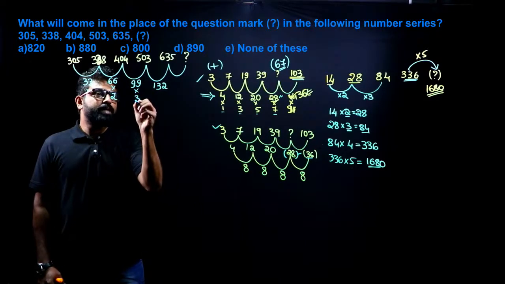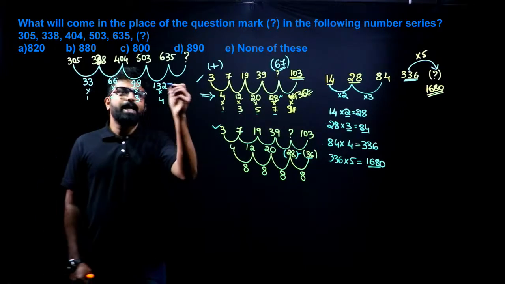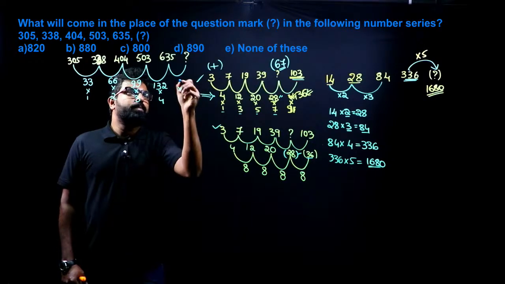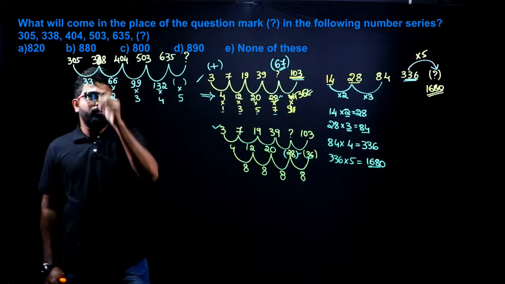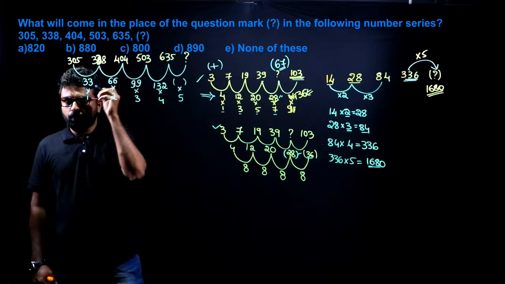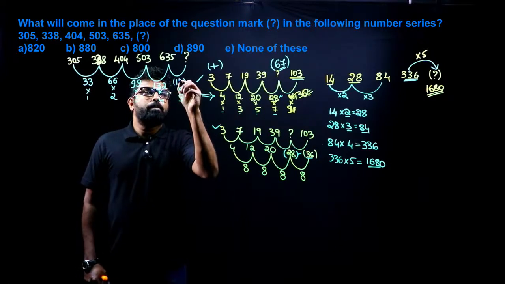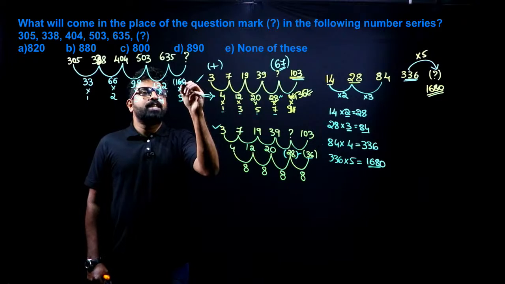33 into 3 gives me 99. 33 into 4 gives me 132. So I need to multiply 33 with 5 to get my next missing term here, or my next difference here. So if I multiply 33 with 5, what do I get? 5 into 30 gives me 150 plus 5 into 3 gives me 15. So my term here would be 165. The difference here is 165.